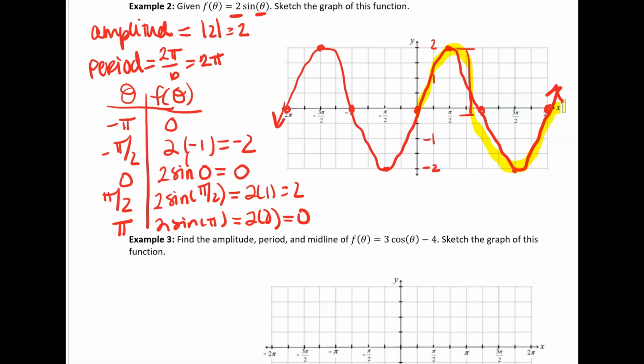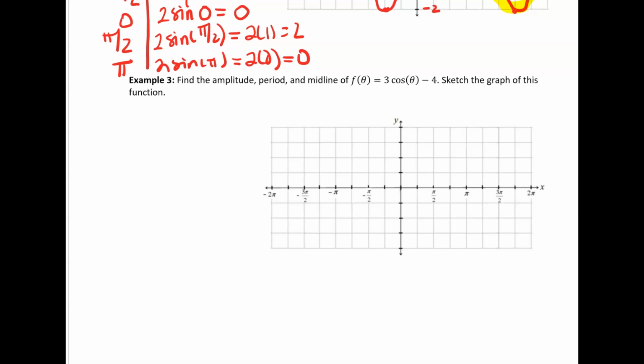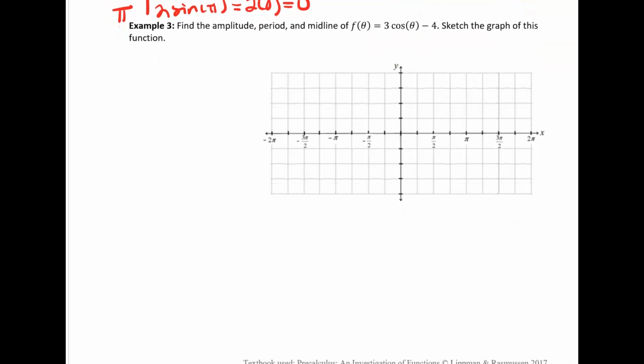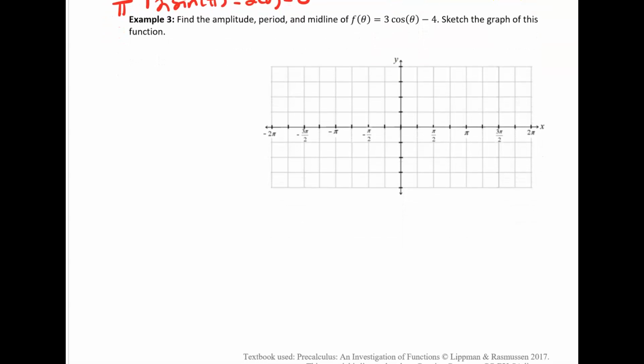Let's also do an example of a cosine one, but let's add in a little bit more information. So in this next one, it says find the amplitude, period, and midline. So they're trying to help you to graph it and sketch the graph of the function. And so let's find that information. They were asking me that for a reason, so let me use it.